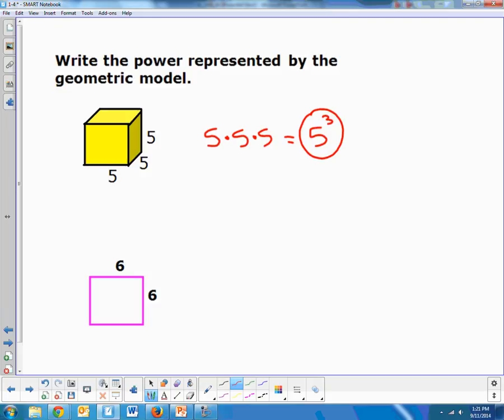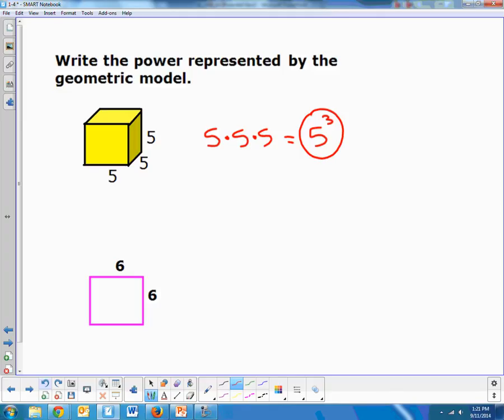And that, what I have circled right there, that's all you need to have. I don't need to see the 5 times 5 times 5. I'm writing it so you know where that comes from. However, you don't need to have that on a final answer for any kind of a test or quiz. For this, you just need to write 5 to the third power, or 5 cubed.